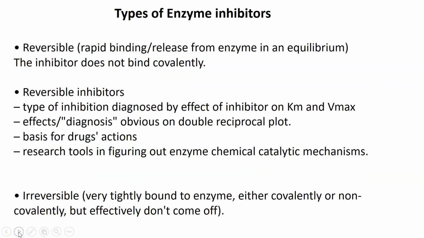Now coming back to inhibitors. There are reversible inhibitors. They have rapid binding and release from the enzyme, and there's an equilibrium, so they bind and they come off. In other words, the inhibitor doesn't bind covalently. In terms of reversible inhibitors, the types of inhibition can be determined by the effect of the inhibitor on Km and Vmax, so we can get an idea of what type of reversible inhibitor it is when we look at the impact on Km and Vmax.